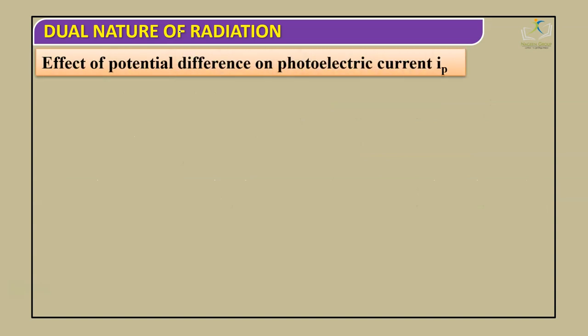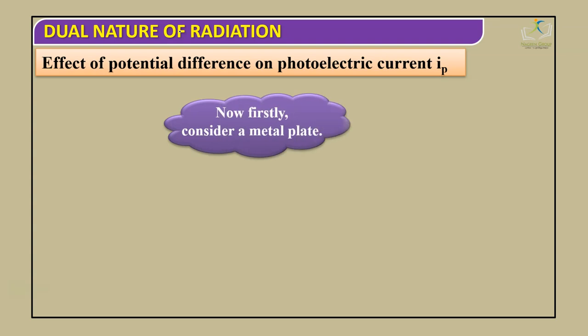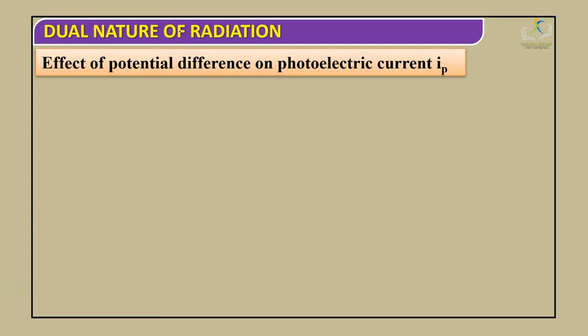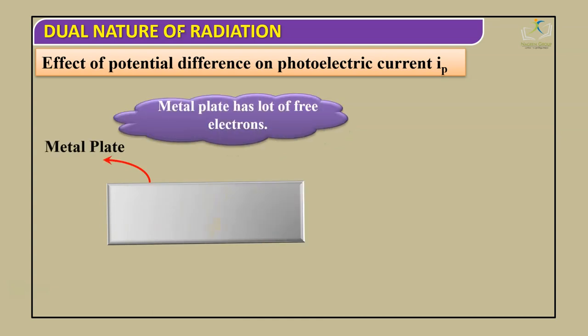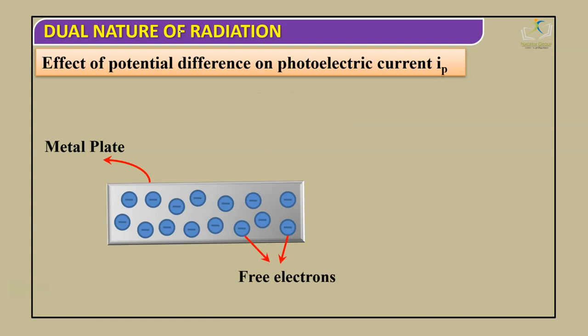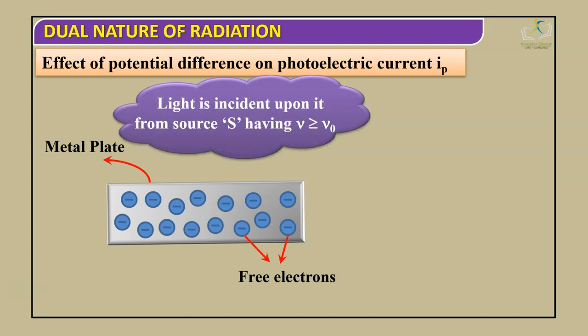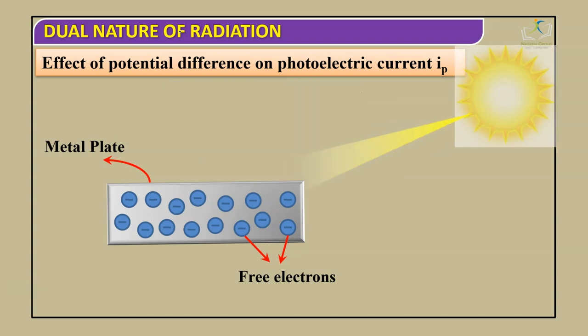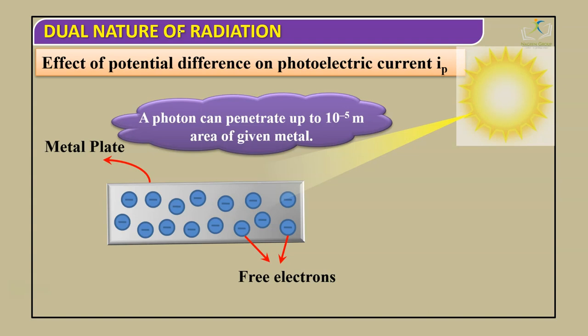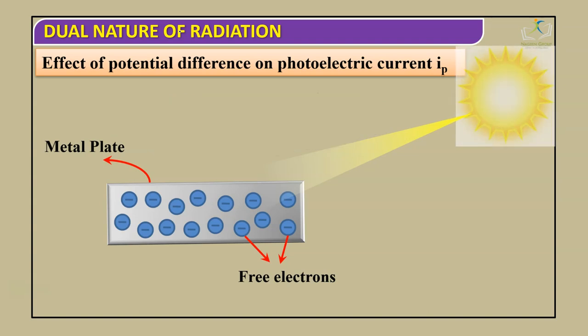Now experimental study of photoelectric effect, that means the potential difference graph. Effect of potential difference on photoelectric current IP. Now firstly consider a plate. Which plate? A metal plate. The metal plate has a lot of free electrons. Light is incident upon it from the source S having nu greater than nu naught. A photon can penetrate up to 10 to the power minus 5 of the metal.